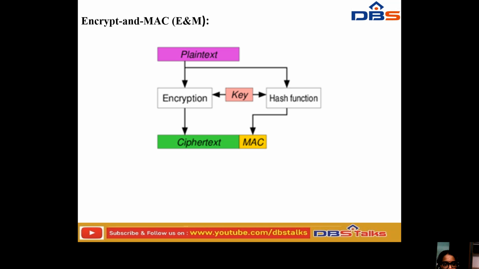So next, your encryption as well as MAC are performed simultaneously. See, first encryption as well as hash function, by using the hash function the MAC is performed. So here simultaneously encryption and the hash function for the MAC are performed. Both encryption and MAC are performed simultaneously here.